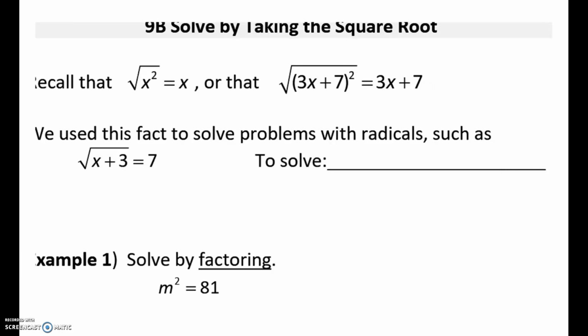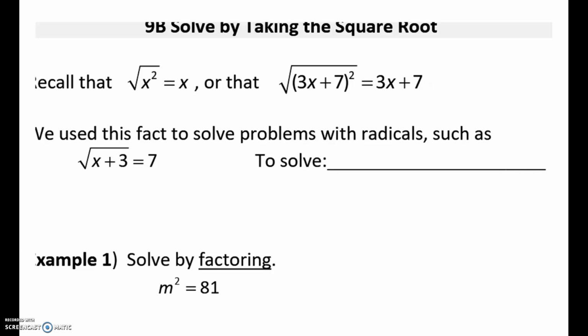Hello and welcome to lesson 9b, solving by taking the square root. From our last lesson, recall that the square root of x squared is x, or that the square root of (3x + 7) squared is just 3x + 7. We can actually use this fact to solve problems with radicals.